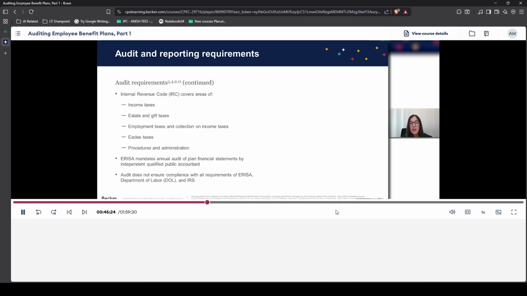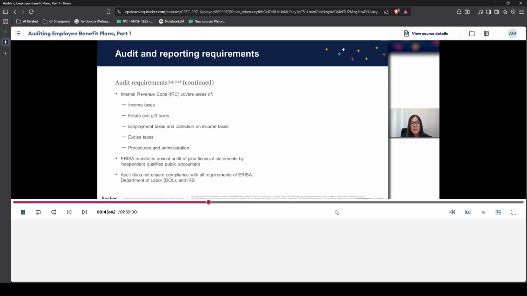We mentioned at the very beginning of our discussion that ERISA also governs employee benefit plans, and it's ERISA that mandates an annual audit of the plan's financial statements and the fact that the annual audit has to be performed by an independent qualified public accountant.